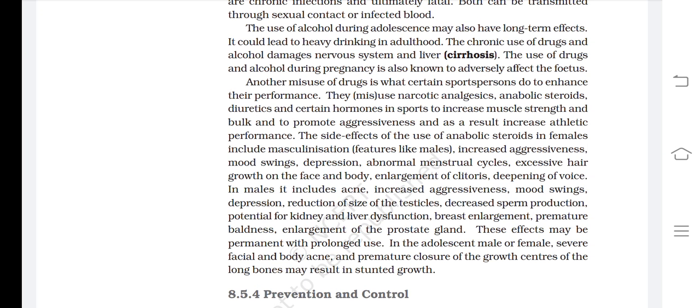The side effects of the use of anabolic steroids in females include masculinization, features like males, increased aggressiveness, mood swings, depression, abnormal menstrual cycles, excessive hair growth on the face and body, enlargement of the clitoris, and deepening of voice.